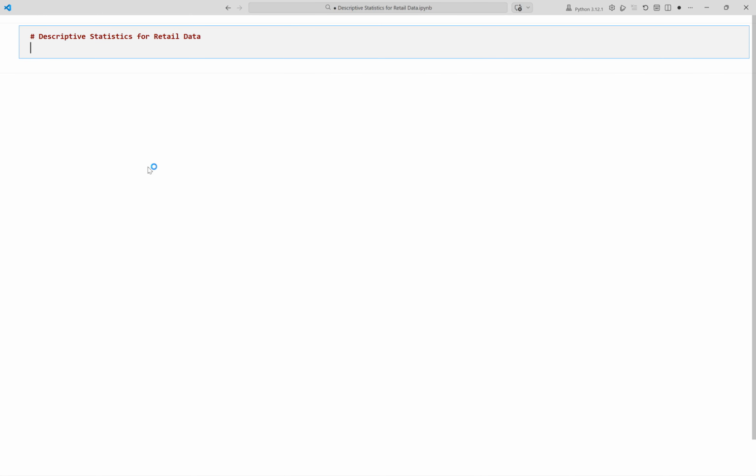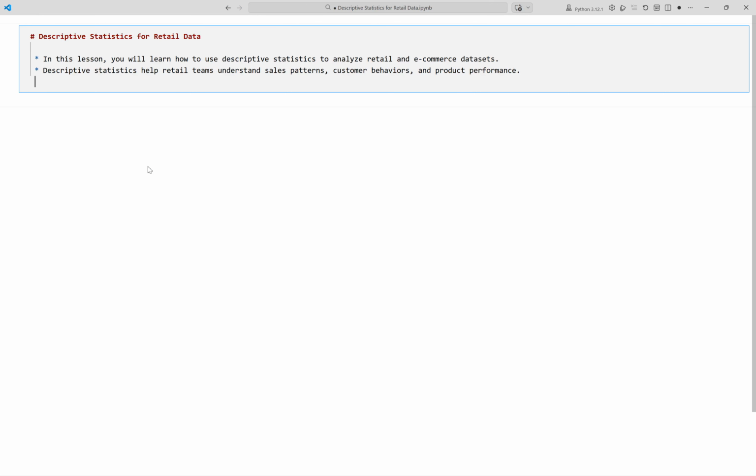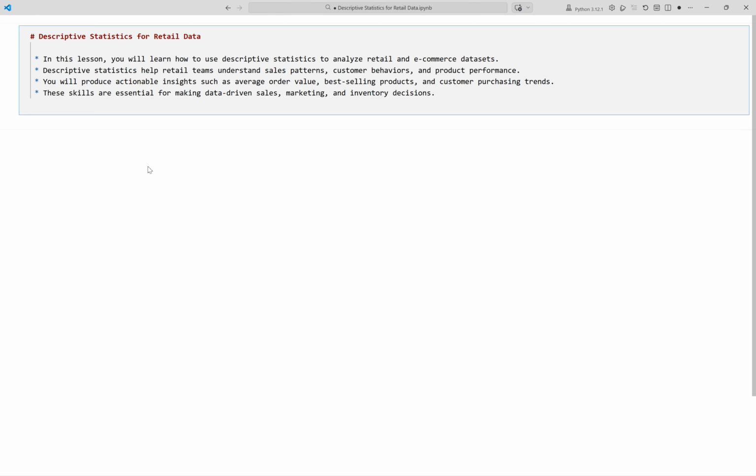Descriptive statistics for retail data. In this lesson, you will learn how to use descriptive statistics to analyze retail and e-commerce datasets. Descriptive statistics help retail teams understand sales patterns, customer behaviors, and product performance. You will produce actionable insights such as average order value, best-selling products, and customer purchasing trends. These skills are essential for making data-driven sales, marketing, and inventory decisions.